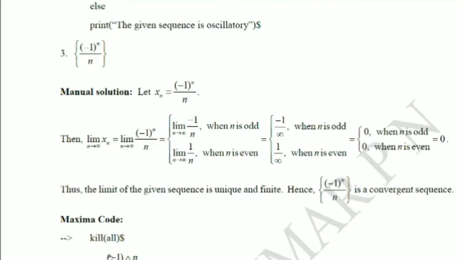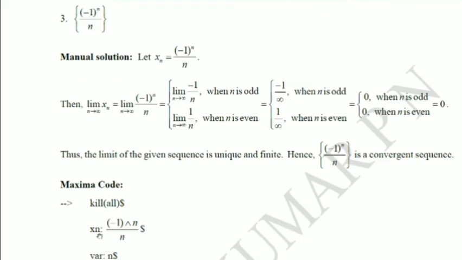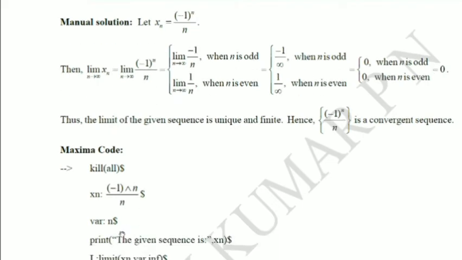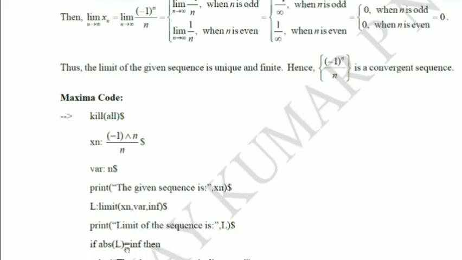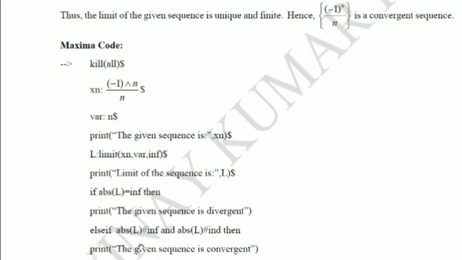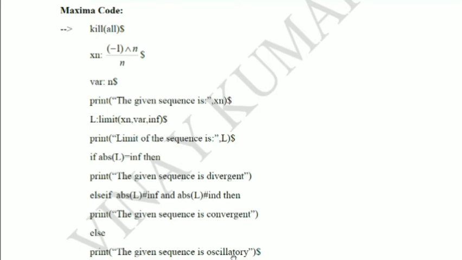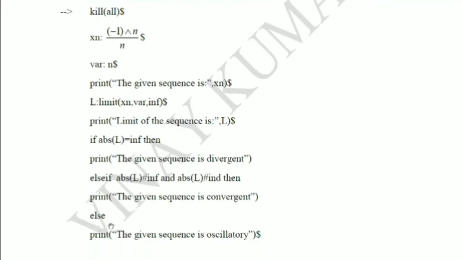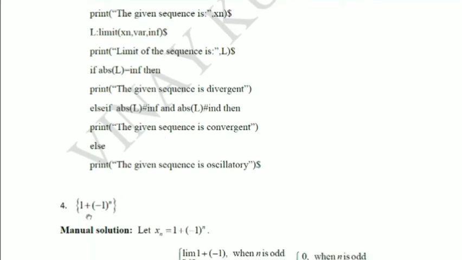And writing the Maxima code is the same. The only thing you need to change is the nth term: minus 1 caret n, that gives you minus 1 to the power of n whole divided by n. And the variable is n. Print the given sequence xn, and find the limit and print it, and check whether the limit is infinity or not equal to infinity and indeterminate. Then obviously it will be oscillatory if these two are not true. That is the condition you need to write. Now let's see the next example.